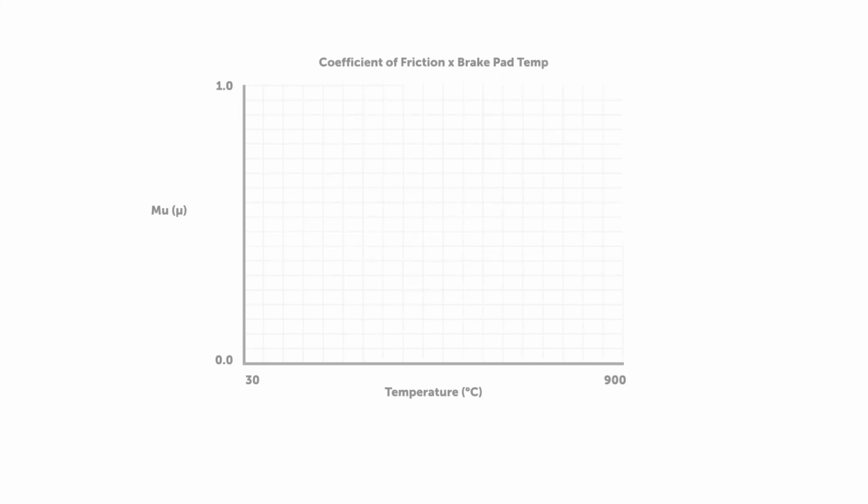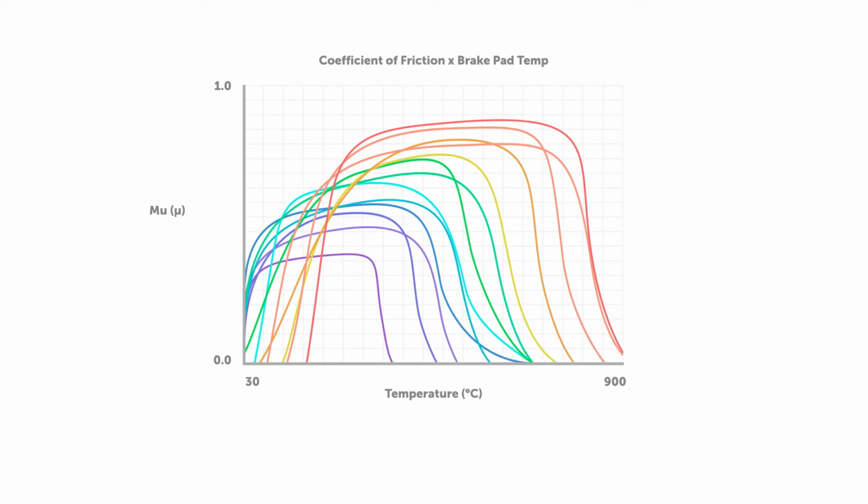Let's take a look at a typical plot that we'll often see used to explain the differences in characteristics between various pad compounds. Each line on the plot is a different pad compound. On the vertical axis we have mu, which as we know is the coefficient of friction, which, all other things being equal, basically equates to the braking force. And on the horizontal axis we have the operating temperature.